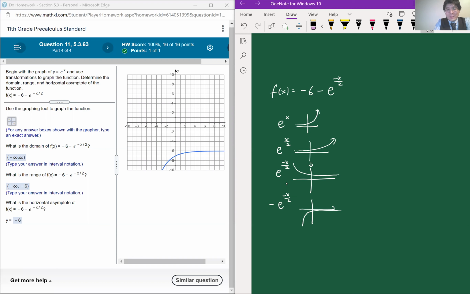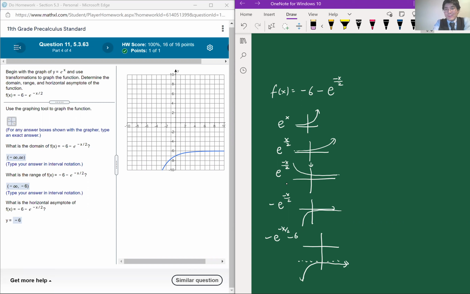Finally, you are adding negative 6 to everything. So it's going to be a vertical translation by negative 6 units. So the horizontal asymptote is sent down from y is equal to 0 to y is equal to negative 6. So the graph looks like this. Okay. So that's the idea. We can draw it a little bit faster.